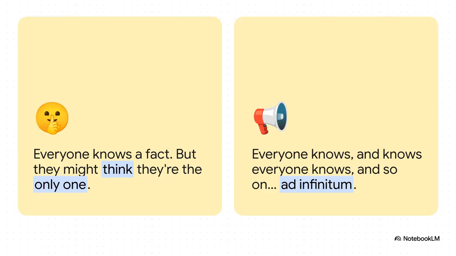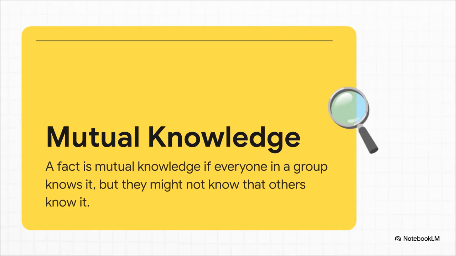Okay, so on one hand, you have mutual knowledge. Pretty straightforward. Everyone in a group knows a particular fact. But on the other hand, you have common knowledge. And this is where it gets really interesting. It's not just that everyone knows the fact. It's that everyone knows that everyone else knows. And they know that you know that they know. And on it goes, forever. Into infinity.